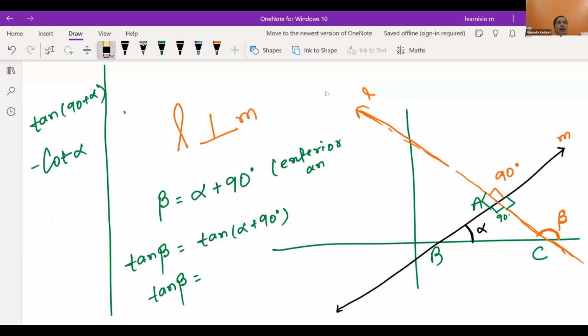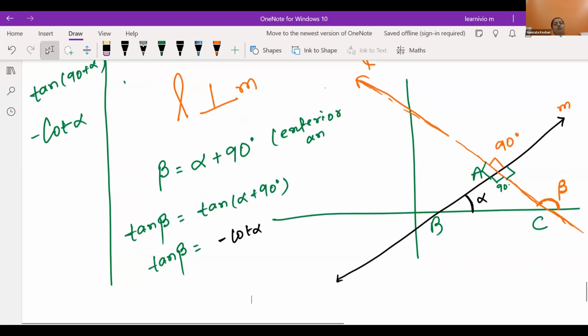Nabila and Aisha, you are getting it, right? Manvi, Neha, are you getting it? Okay, there is a rule that tan of 90 plus alpha is minus cot alpha. If you don't know where I am getting all this from, don't worry, I will explain it. If I explain it right now, you will end up getting confused. So this is minus cot.